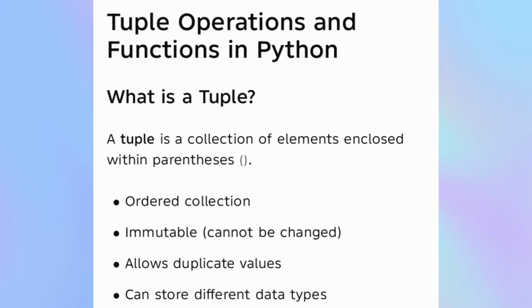Today we're going to discuss tuple operations and functions in Python. What is a tuple? A tuple is a collection of elements enclosed within parentheses. It's an ordered collection, immutable, cannot be changed, allows duplicate values, and can store different data types in a single object.